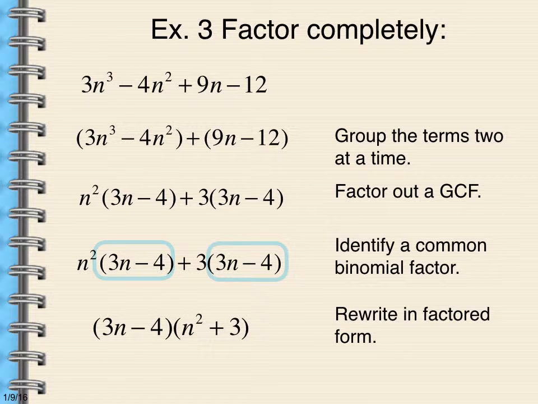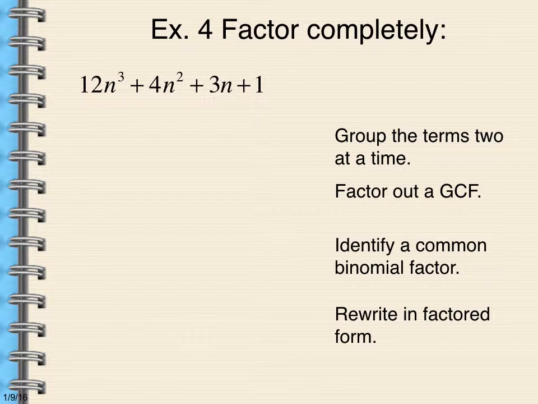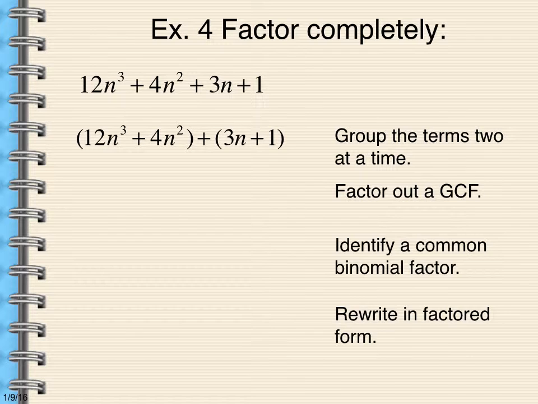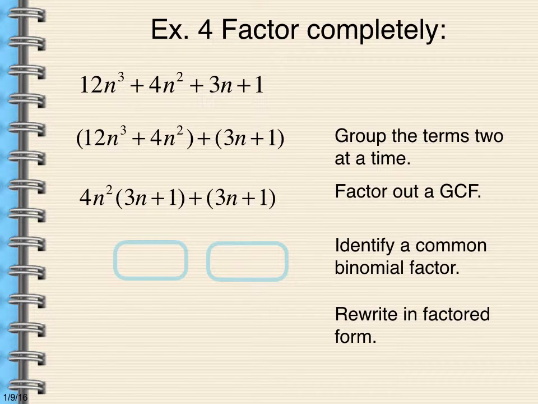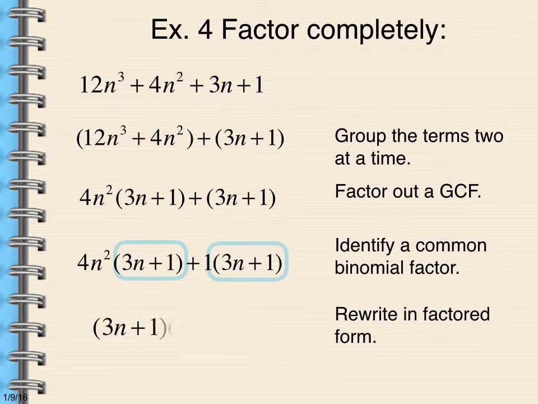We'll try another example. This one you'll notice has 4 terms, all plus signs. Always makes it a little bit nicer. And there is no common factor, so we'll group them exactly the way we see them. Because in each group, at least in the first group, there's a factor of 4n squared we'll be taking out. And we'll rewrite that second group as 1 times 3n plus 1, with an emphasis on the common binomial factor of 3n plus 1. That will help us rewrite it in factored form.